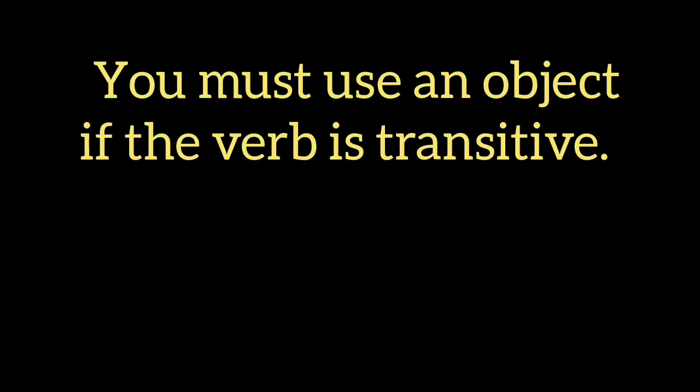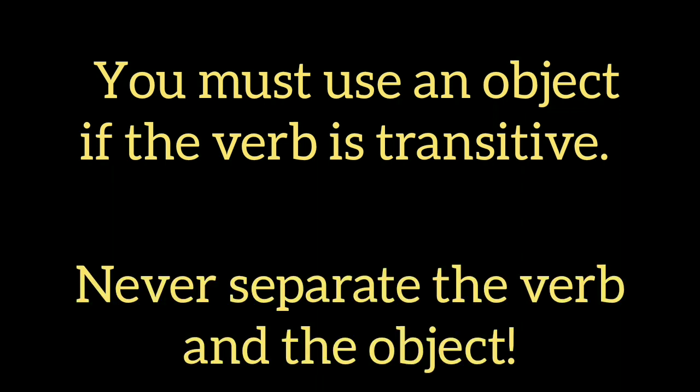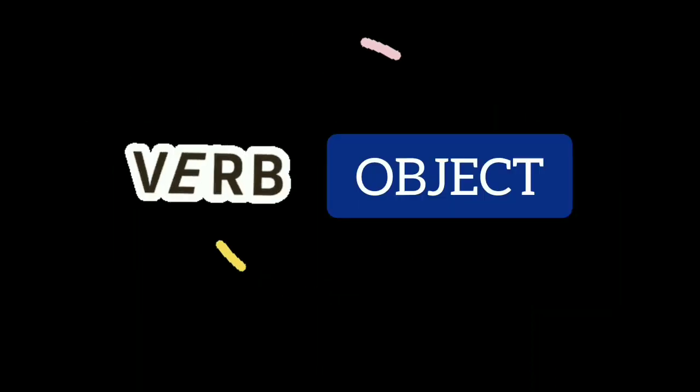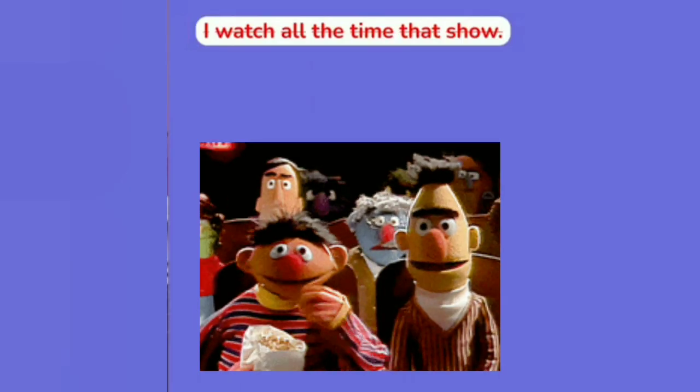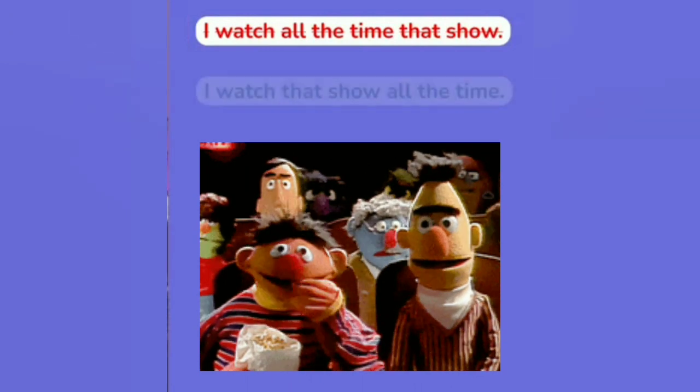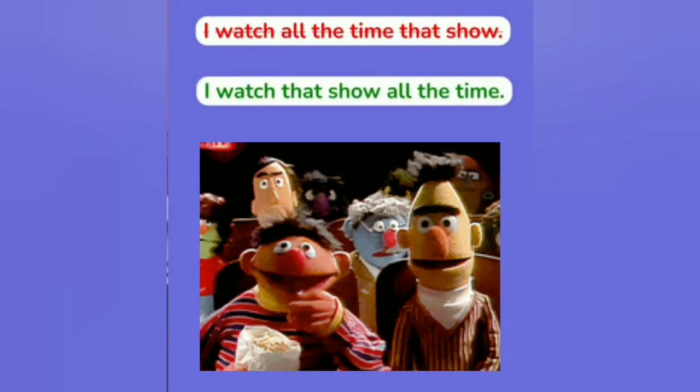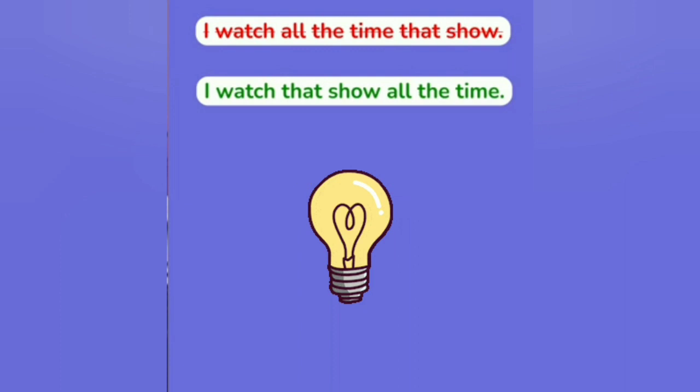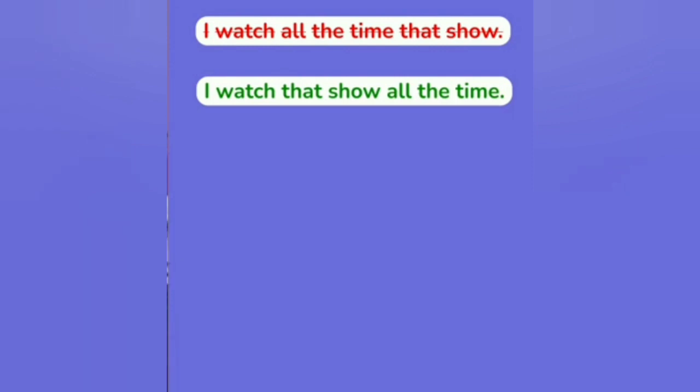You must use the object if the verb is transitive. In addition to this, if the verb requires an object, make sure that you never separate them. Keep the verb and the object right next to each other. "I watch all the time that show." No, I watch that show all the time. Remember to think about the question that our brain is trying to answer first. I watch what? The show. Now, when? All the time.